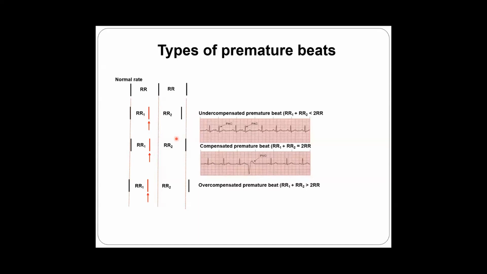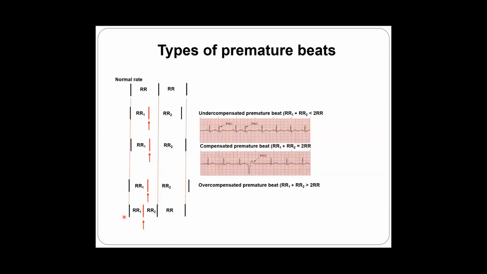However, this compensation, this recovery that the compensatory pause does, depends on the oxygenation of the muscle. So if you have some kind of problem with the coronary circulation, then, for example, when you have an atrial premature beat, it can be compensated or overcompensated, and that means we have a problem with the circulation of the atrium.